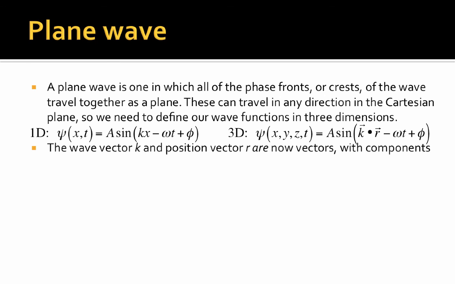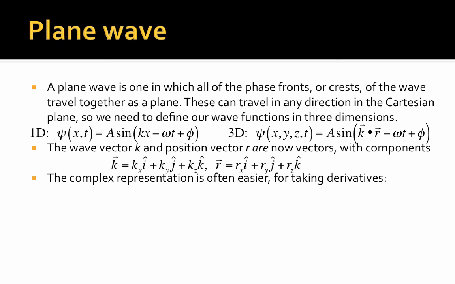But the wave vector k and the position vector r are now vectors. And they have components, as vectors would, where k has an x component, kx i hat, plus ky j hat, plus kz k hat. And the r vector has 3 components as well in the i hat, j hat, and k hat direction. So whenever we deal with the direction of our wave, we need to consider the x, y, and z components of k and r.